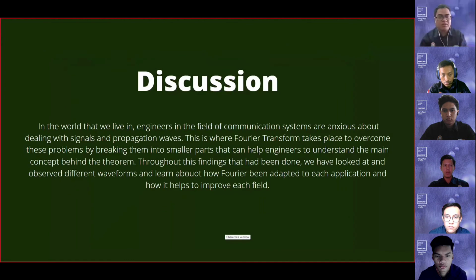For discussion, in the world that we live in, engineers in the field of communication systems are anxious about dealing with signals and propagation waves. This is where the Fourier transform takes place to overcome these problems by breaking them into smaller parts that can help engineers understand the main concept behind the theorem. Throughout these findings, we have observed different waveforms and learned how the Fourier transform can be adapted to each application and how it helps to improve each field.